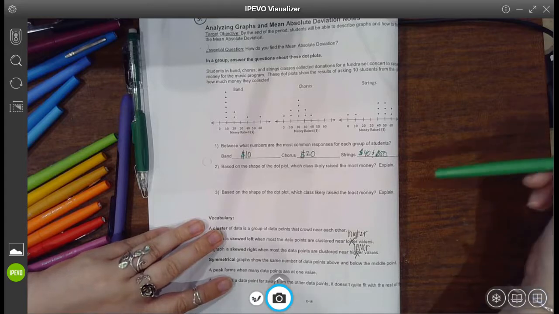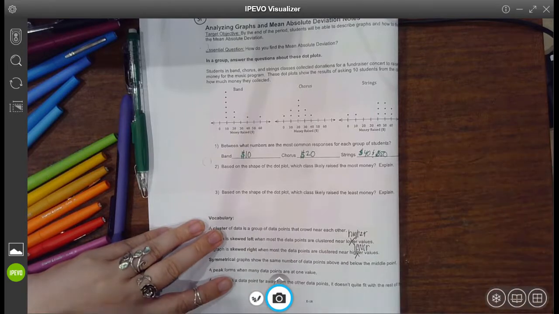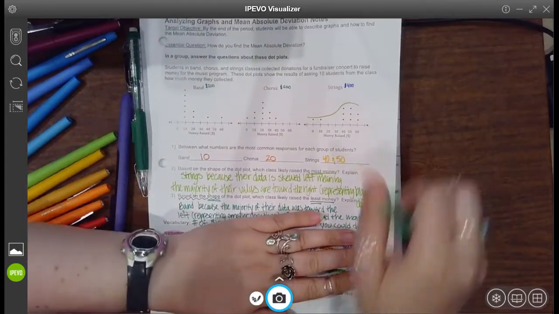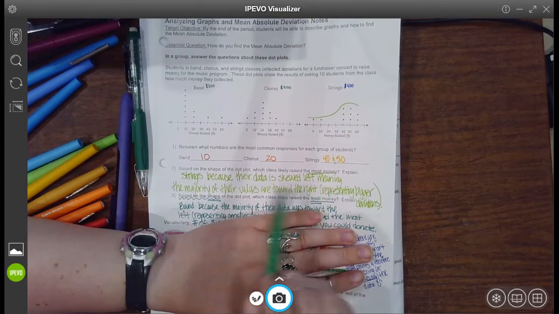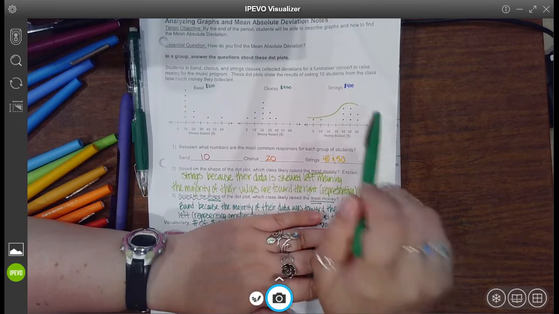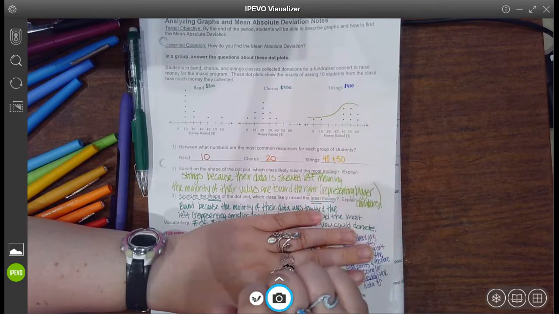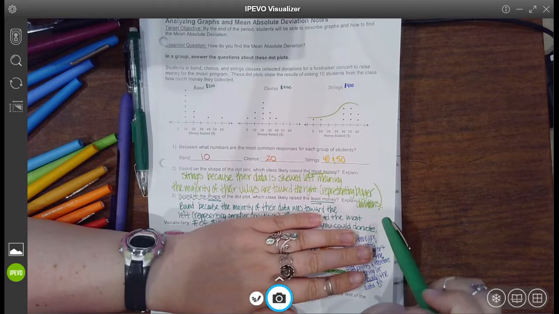Like, for instance, based upon the shape of the dot plot, which class likely raised the most money? What do you think? Okay. Well, I would say strings, because their data is skewed left, meaning that the majority of their values are all towards the right that are representing bigger donations. So strings probably raised the most money.